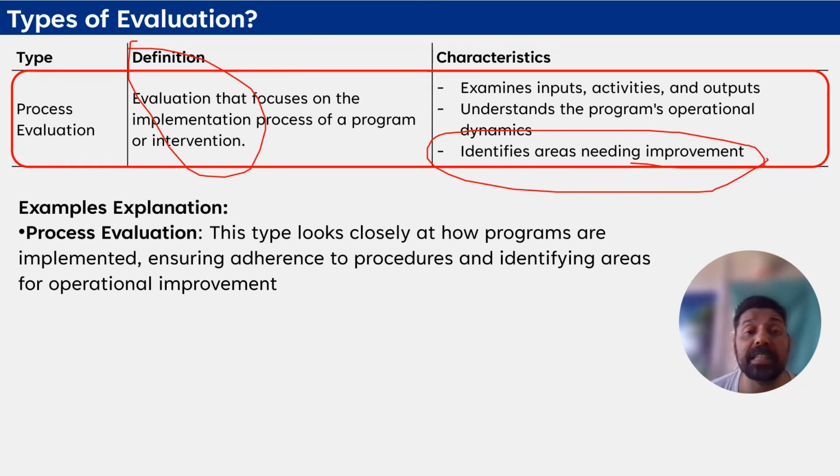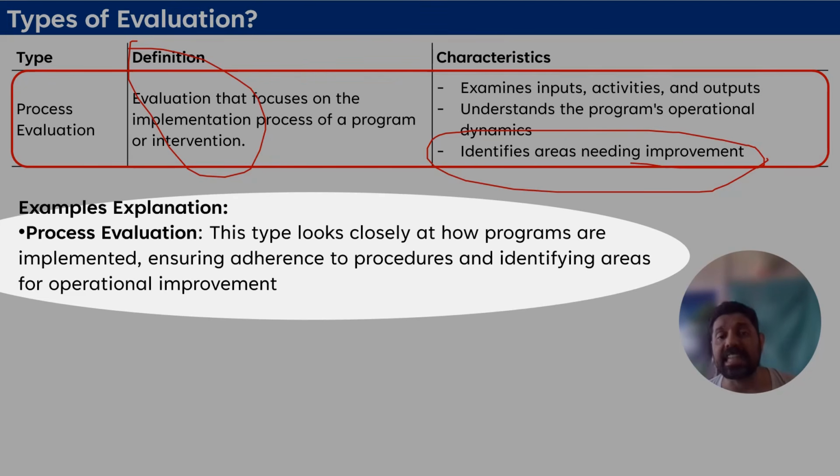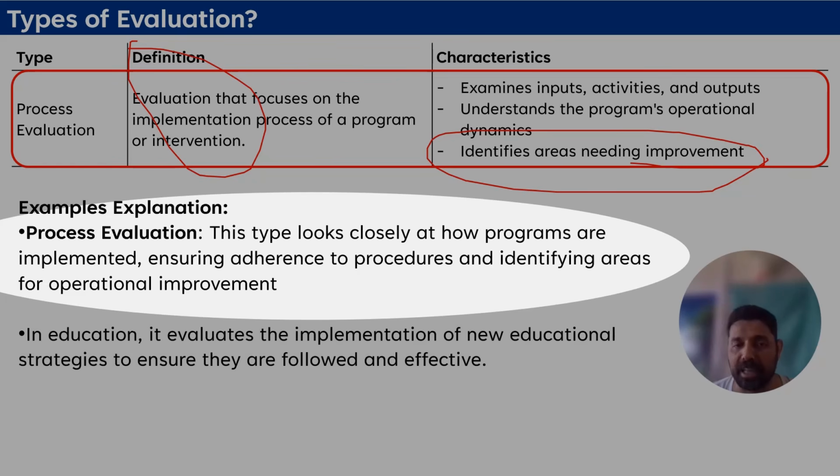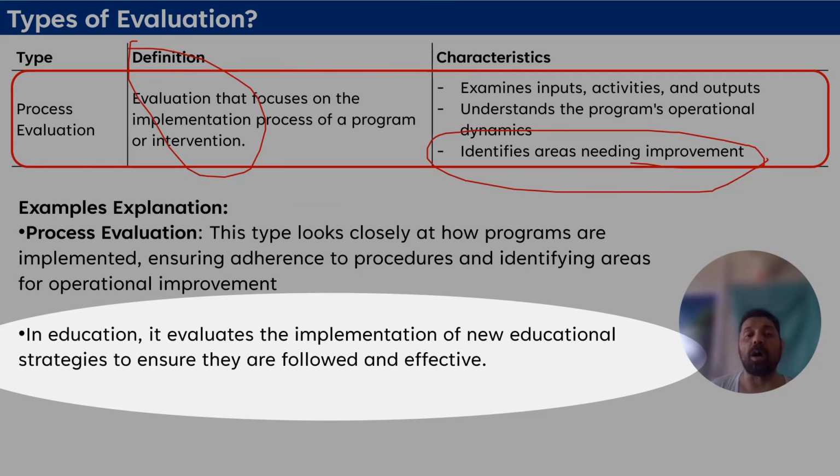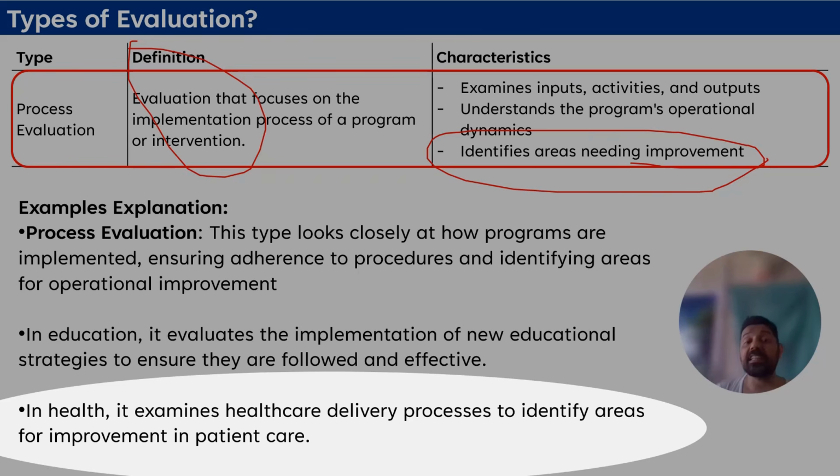Let me give you some examples. Process evaluation. This type looks closely at how programs are implemented, ensuring adherence to procedures and identifying areas for operational improvement. In education, it evaluates the implementation of new educational strategies to ensure they are followed. In health, it examines the healthcare delivery process to identify areas for improvement in patient care.